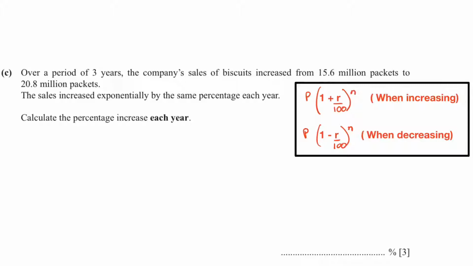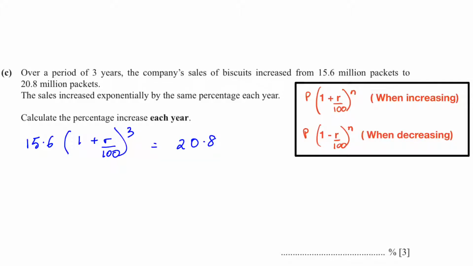Here, your starting is 15.6 million packets. Then it increased to 20.8 million. So using this rule, we will write 15.6 bracket 1 plus R over 100, because we do not know the percentage increase. R is your percentage increase and N is the number of years. Our period is 3 years. This equals 20.8 million packets.